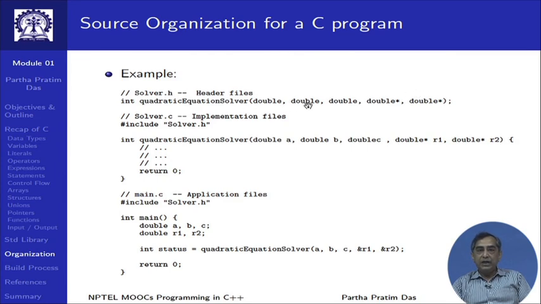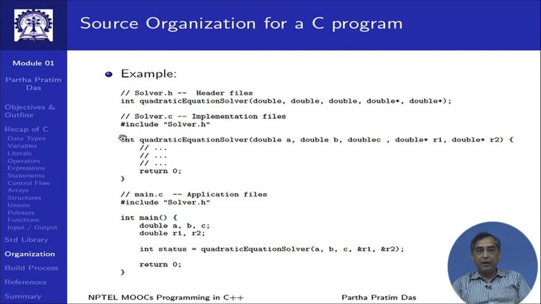So, you just need to know this information to be able to write the application. Your application file includes solver.h, just the header. Your implementation of the quadratic equation solver also includes solver.h, which makes sure that between this solver and your application the same header is included. So, there is no chance of a mistake.